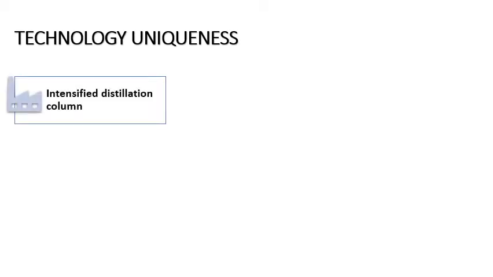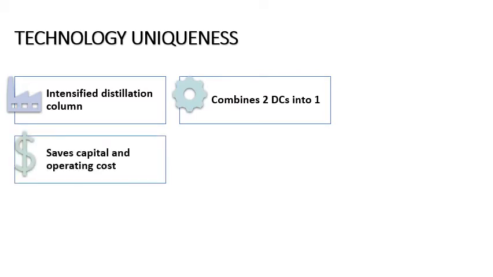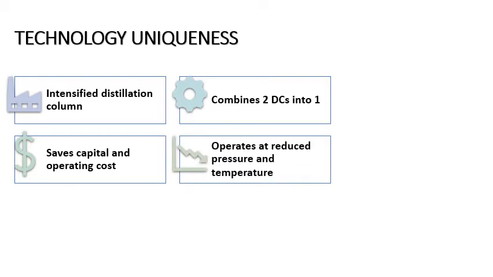In summary, our equipment offers: first, an intensified distillation column to process industrial-grade MTBE into high-purity MTBE. Second, it combines 2 distillation columns into a single column. Third, it saves capital and operating cost by reducing the number of column vessels, condensers, and reboilers. Fourth, it operates at reduced pressure and temperature, thus more energy efficient and safe.